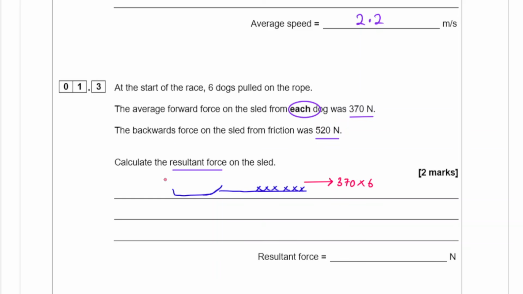Now the backward force is 520 newtons. So the resultant force, let's put capital F, is equal to 370 times 6. Put that in brackets and take away 520. Now that would give you an answer of 1,700 newtons. That's 1,700 newtons.